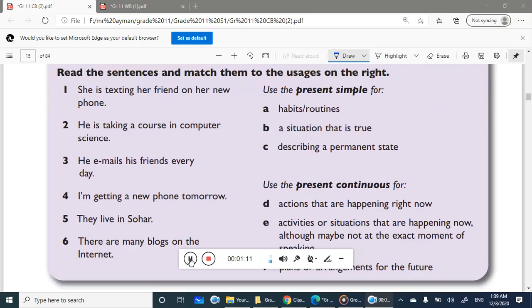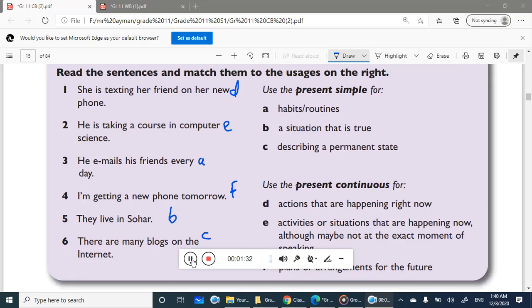And now let's practice. Read the sentences and match them to the usage on the right. Okay, now take your time. Let us practice and answer this activity, then go back to check your answers. Pause the video and answer this activity. Here are the answers to this activity. Now let us check our answers, and then let's go to the next activity.